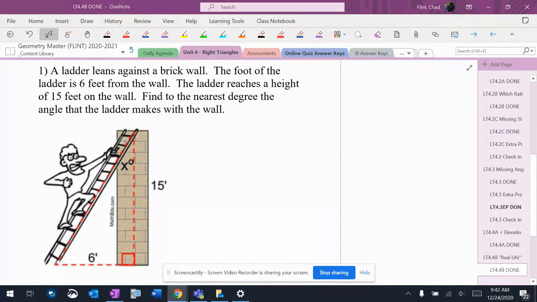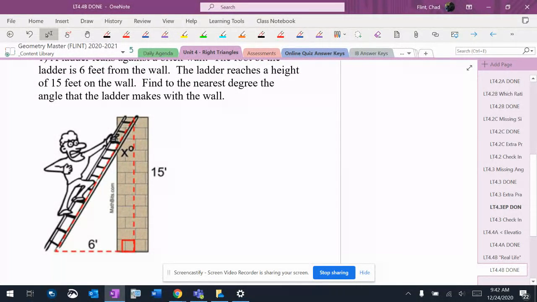So this picture has everything labeled for you. So it says the foot of the ladder is 6 feet from the wall, so the 6 is down there on the bottom side. The ladder reaches a height of 15 feet on the wall, so it's got a 15 on the wall side. It says find to the nearest degree the angle the ladder makes from the wall, and it's got an X there.